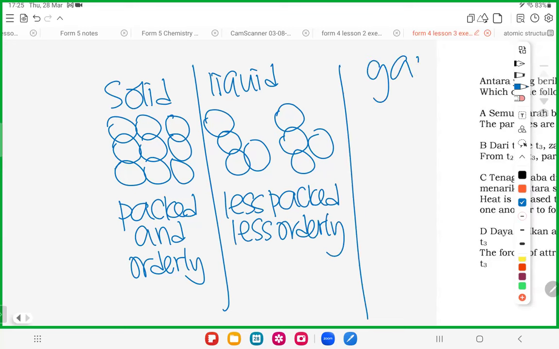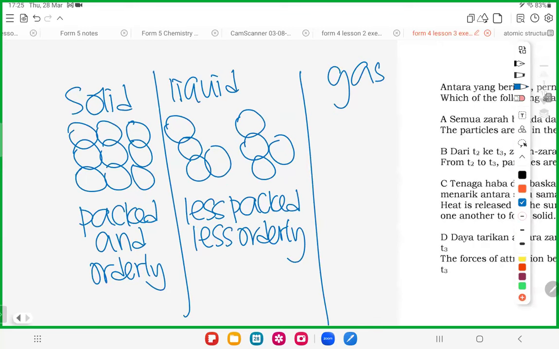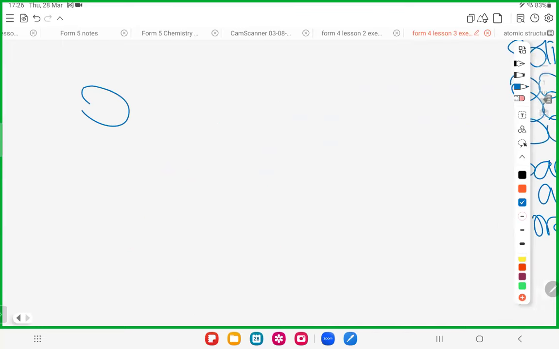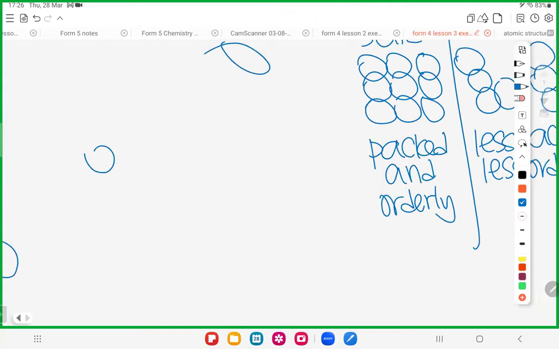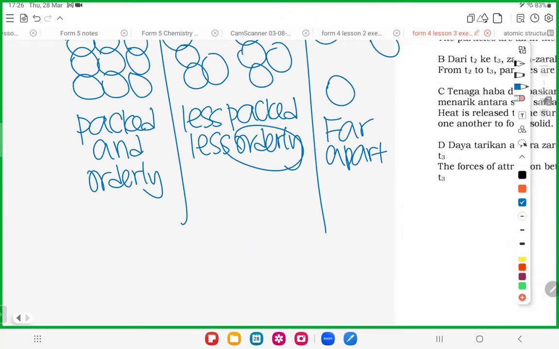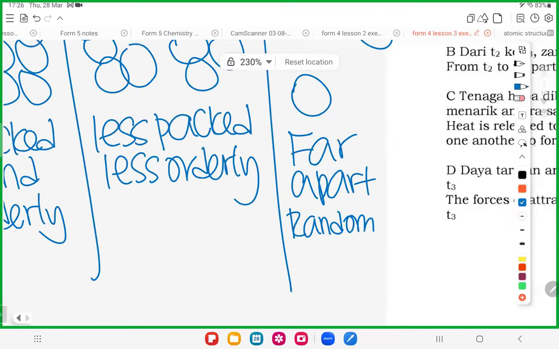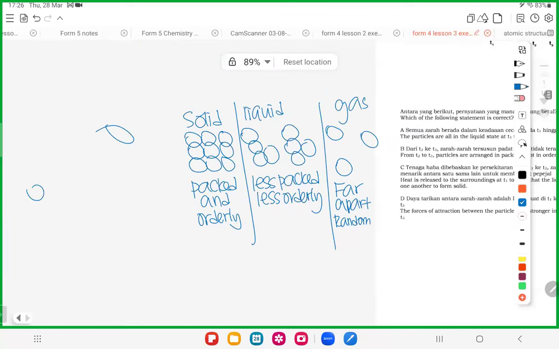For gas, what is the expected arrangement? Here got something, here got something, here got something. You can see gas particles are very far away from each other. We call it far apart. And gas doesn't have a specific pattern. One here, one here, one here. You cannot see any pattern. When you cannot see any pattern, you cannot use the word orderly. You have to use the word random. So this is the comparison between solid, liquid, and gas. I hope you know.